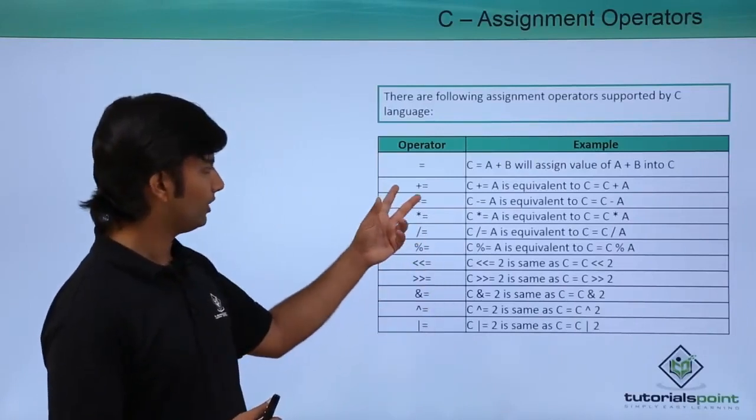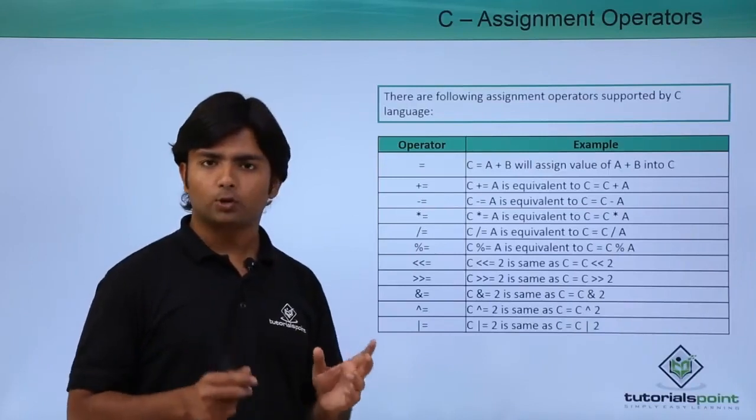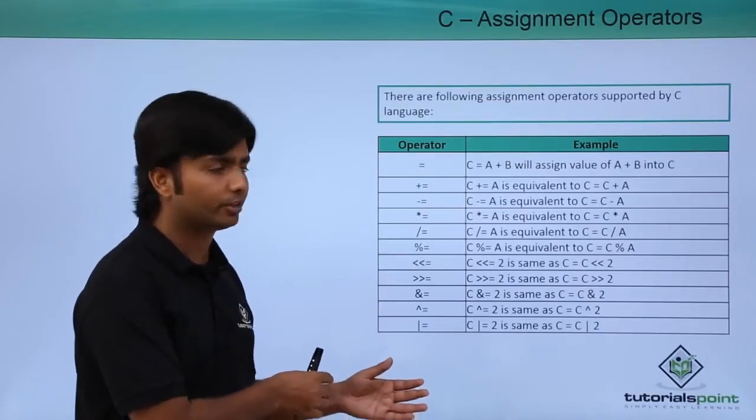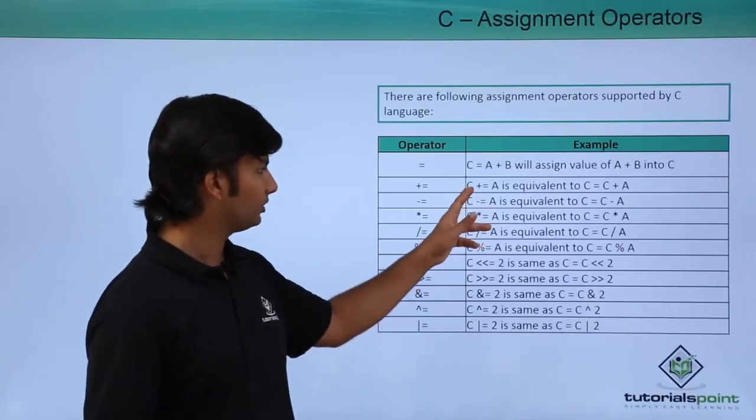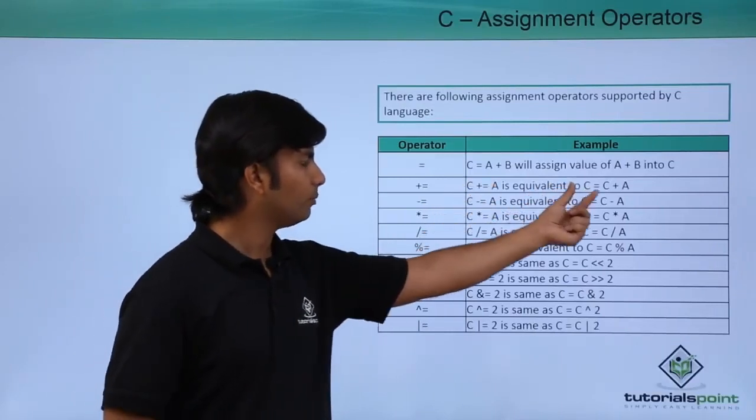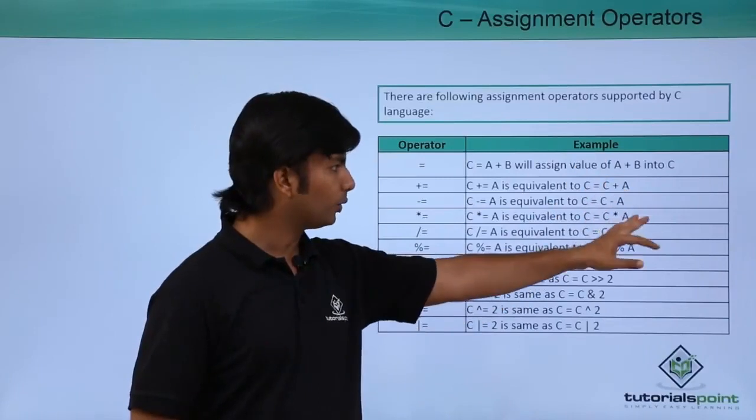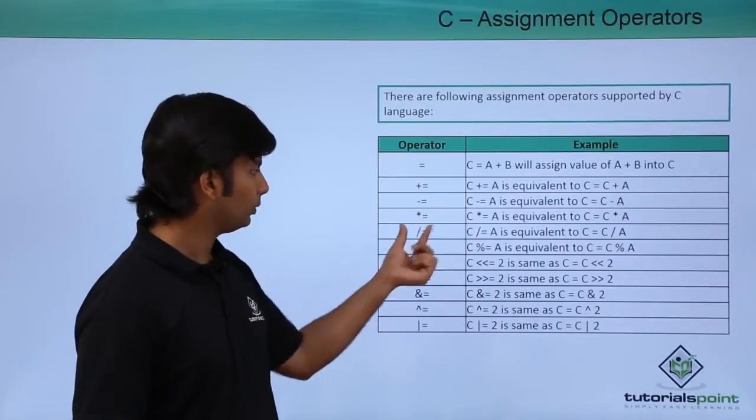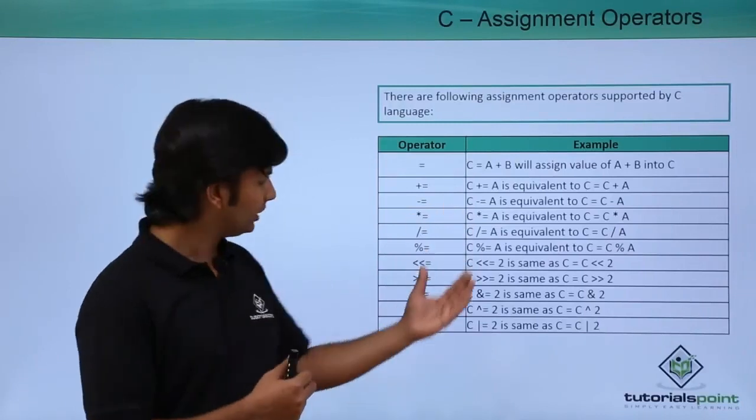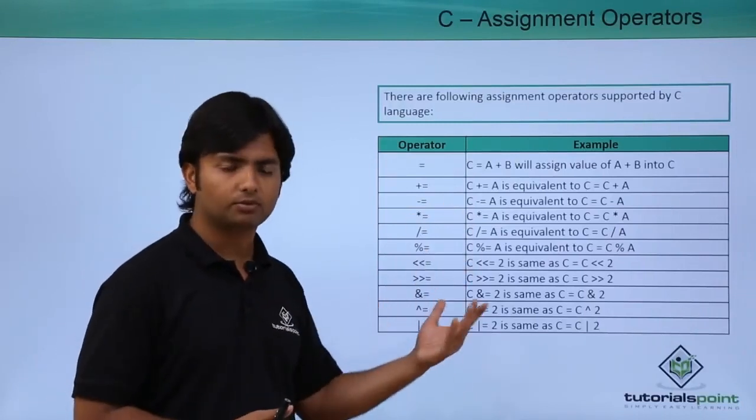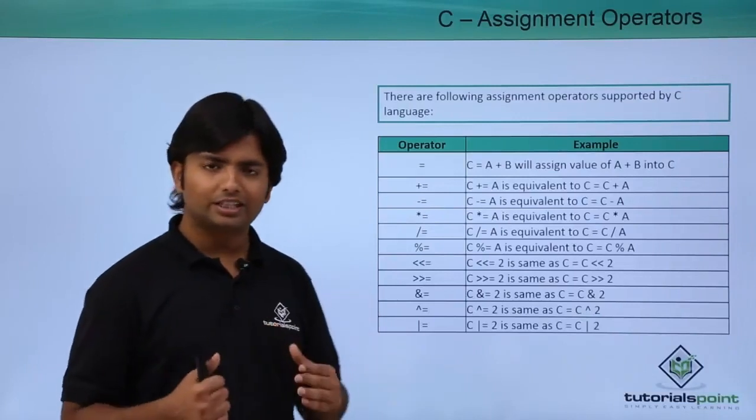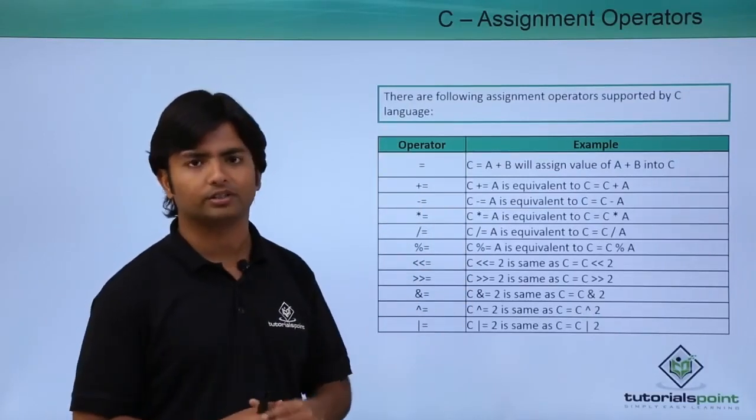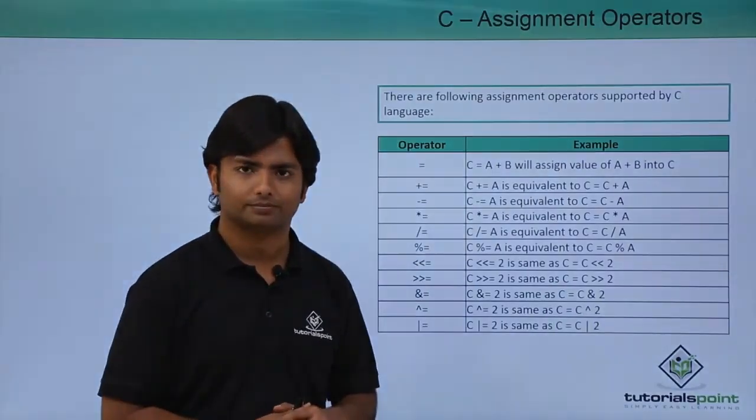For example, plus equals to will add two numbers and then the value will be assigned to the left hand side variable. Like here, if I say C plus equals to A, it means C will be added to A and then the value will be assigned to C. Similarly for minus equals to and the others, there is the same treatment. So let's see practically how to use these shorthand operators with the assignment operator.